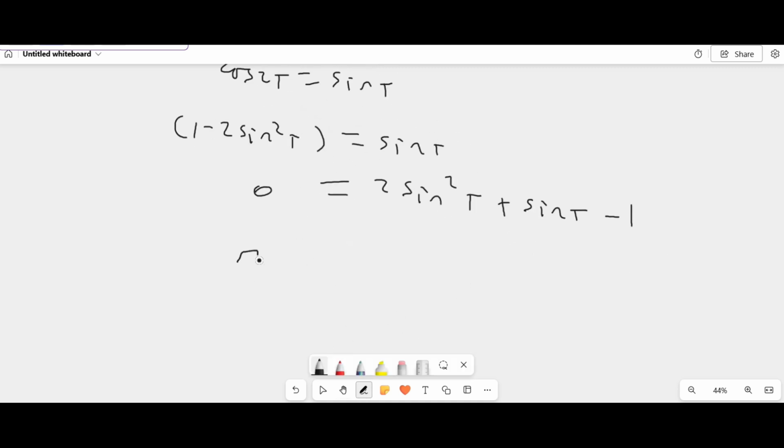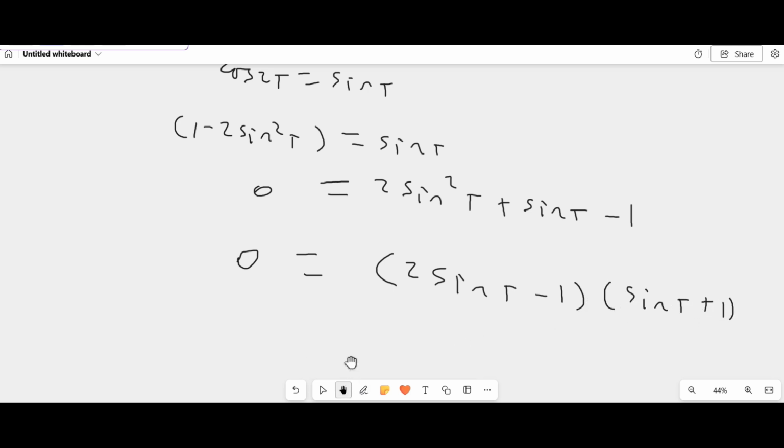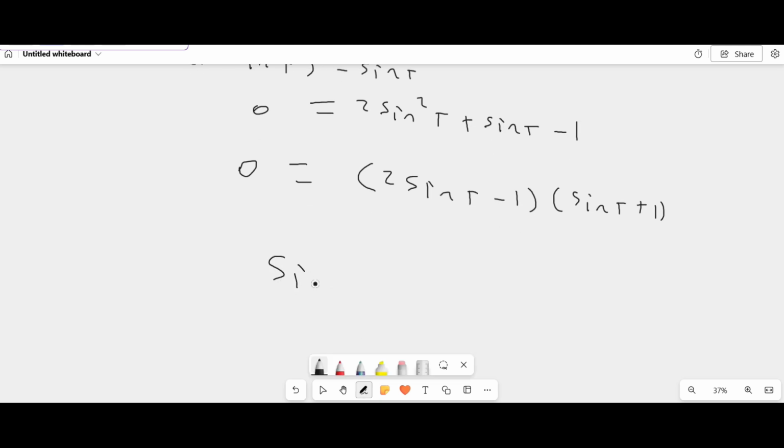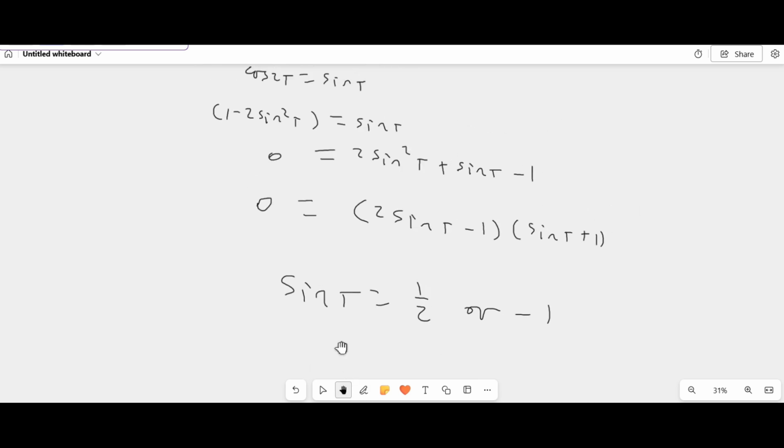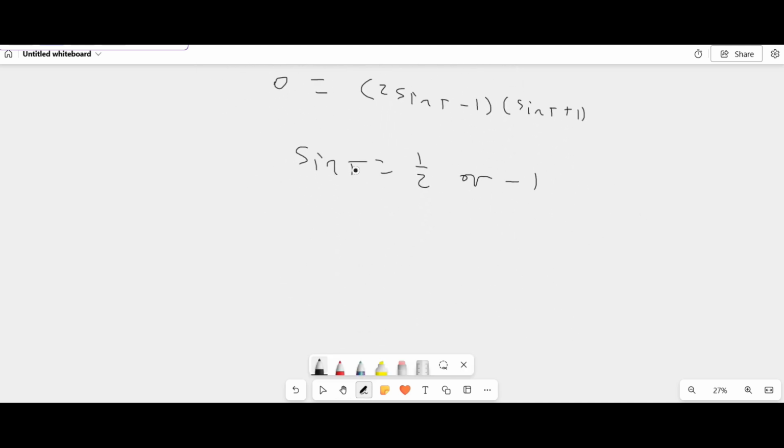And now, obviously, 0 is going to be equal to factorize this. So again, put it in your calculator or whatever. We're going to get 2 sine t minus 1 and sine t plus 1. So therefore, sine t is equal to half or negative 1. Okay, cool. So obviously, sine inverse half, you're going to get t is equal to pi over 6. And then second solution, do pi minus that, which is 5 pi over 6. And then sine inverse of this one, you're going to get some negative number, I think.